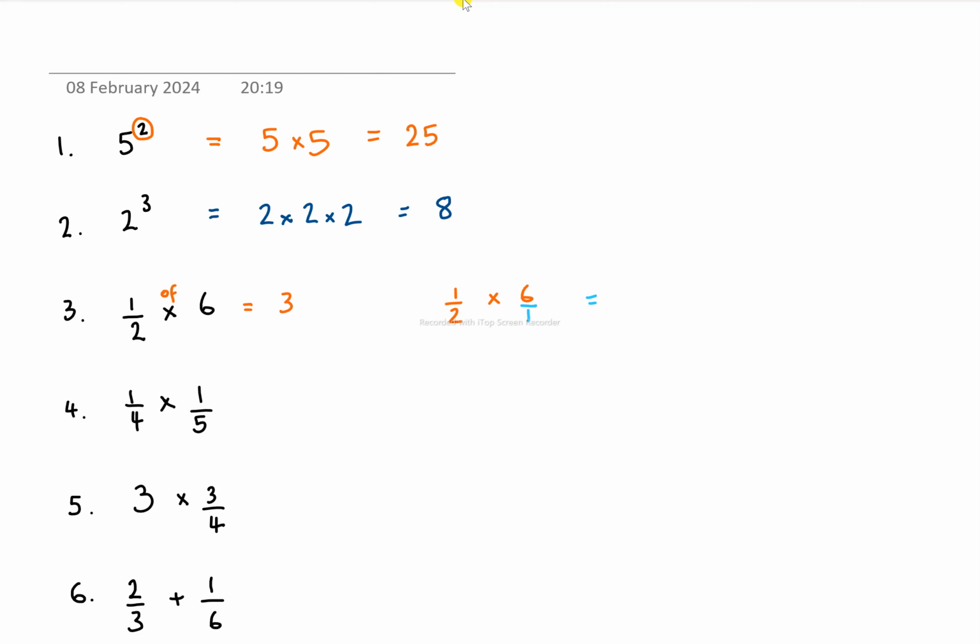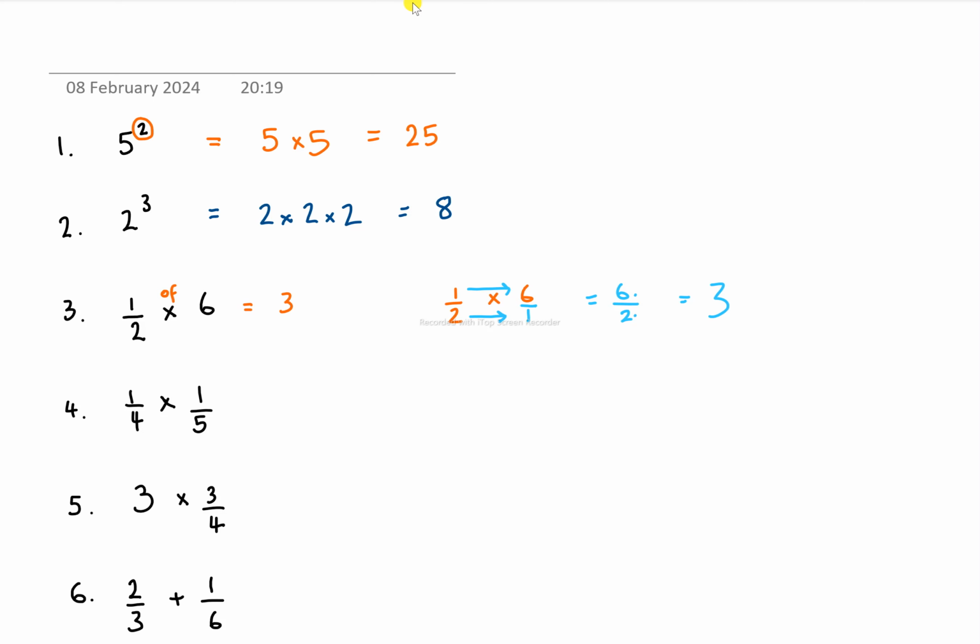How do you multiply fractions? Straight across. Numerator times numerator. 1 times 6 is 6. Denominator times denominator. 2 times 1 is 2. Now this is an improper fraction. Why? Because the numerator is bigger than the denominator. So what I do, I ask myself, how many 2's are there in 6? There's 3. So the answer is 3. Let's move on.